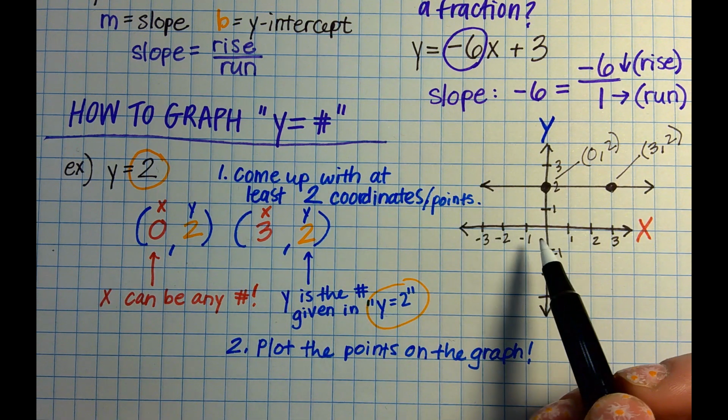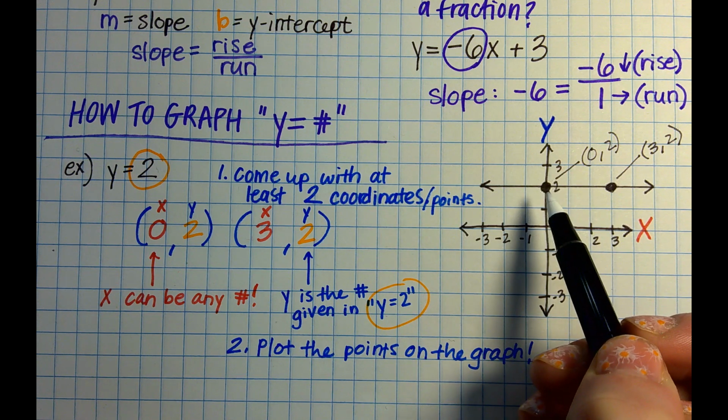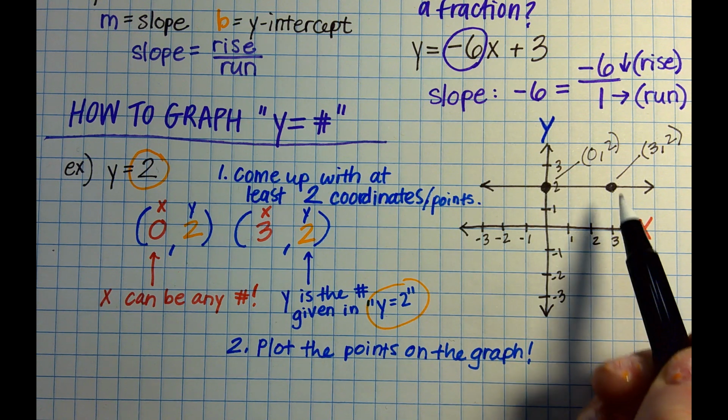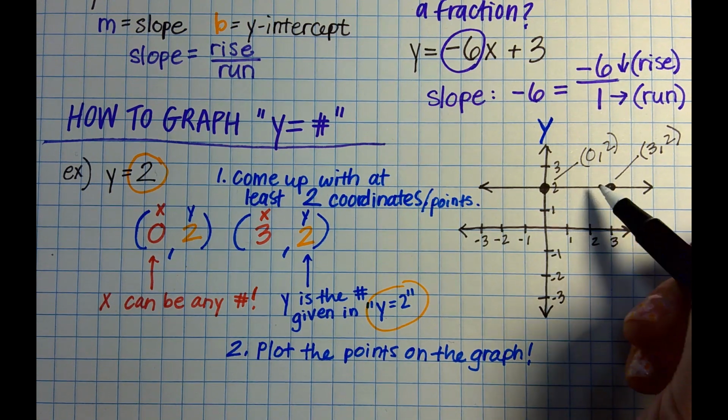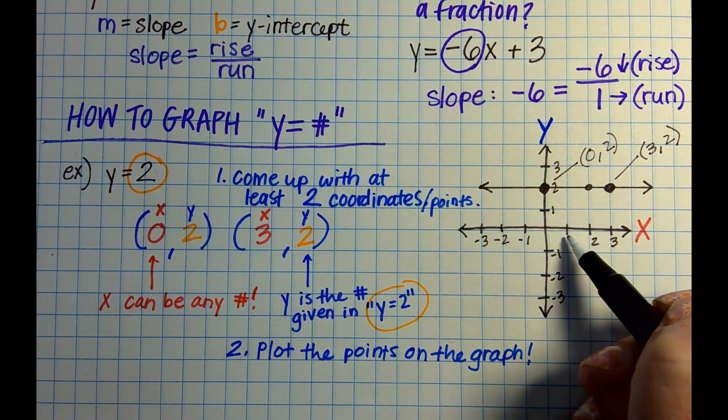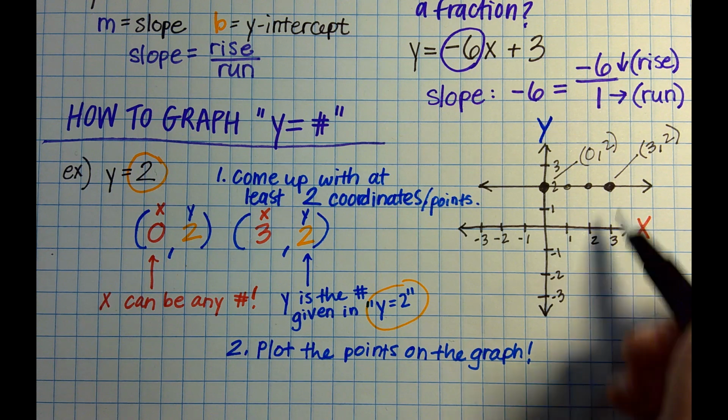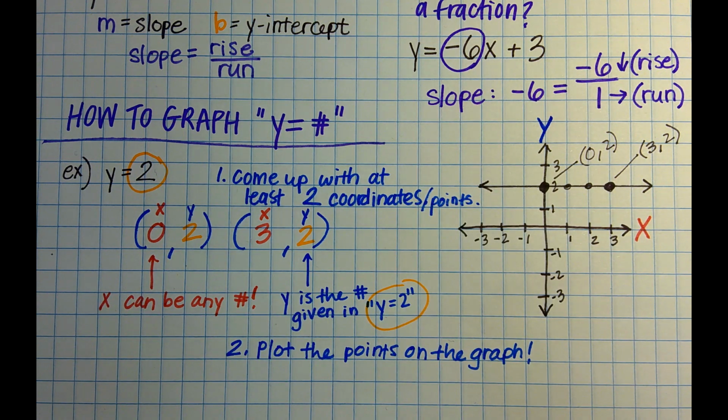It's good to make sure that we understand why we're drawing it left to right. It's because we're going up to 2 on the y-axis. Up to 2 on the y-axis, no matter where my x is. If x was 2, y is still 2. If x is 1, y is still 2. You could put your points anywhere.